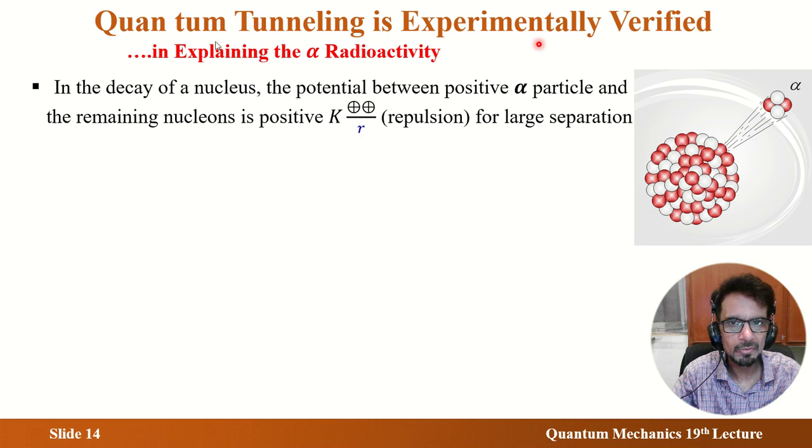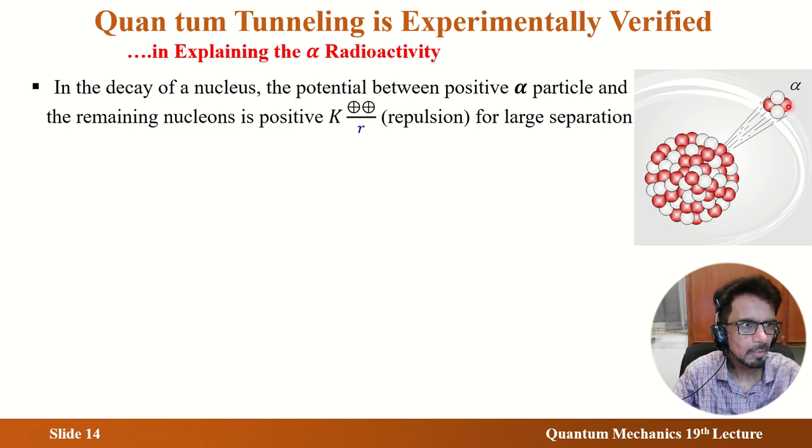First, for those of you who do not know, I tell you what alpha radioactivity is. Alpha is a helium nucleus, that means 2 protons and 2 neutrons. Alpha radioactivity means, for example, you have maybe 238 nucleons, 4 were split off, so the remaining is 234. So what is the potential energy between 4 and 234?